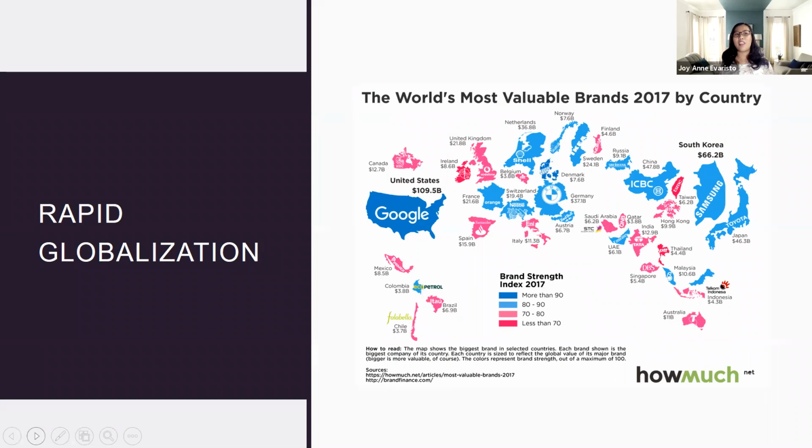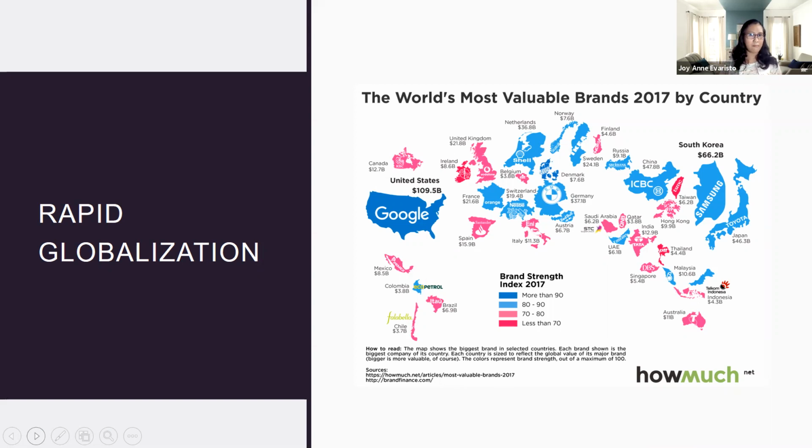Okay. And then next, until now, we can still feel rapid globalization. The world has become more and more accessible to one another, and the effects of globalization can be felt now more than ever. So for example, here in this diagram, you can see the world's most valuable brands as of 2017.